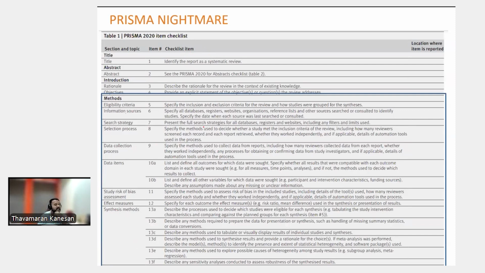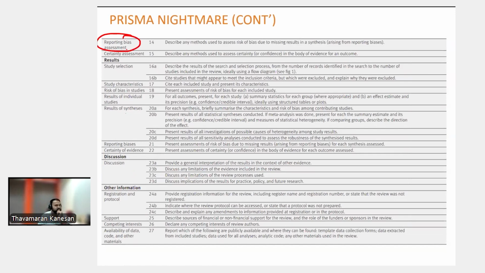If you look at this, half of it you won't understand. For example, when it asks you to talk about data items, study risk of bias assessment, synthesis methods, eligibility criteria, all these are very complex items that you won't understand what it is asking. And then you'll have reporting bias assessment, certainty assessment, study selection, risk of bias in studies, reporting biases, certainty of evidence, competing interests we know lah. So these are the 27 items of the PRISMA protocol. If you really want to follow 100%, this is what you're supposed to follow. But no one actually follows because not all papers will have all the requirements.